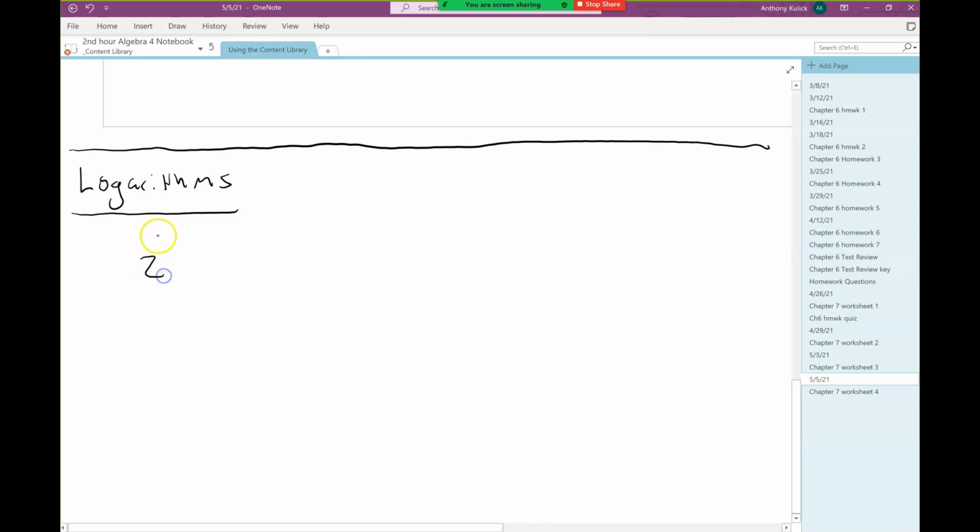So for example, if I have 2 to the x is equal to 4, what is my value for x there? 2, right? Because 2 squared is 4. And what if I have 2 to the x is equal to 8? What's my value of x got to be there? 3, okay. But what if I have 2 to the x is equal to 6?